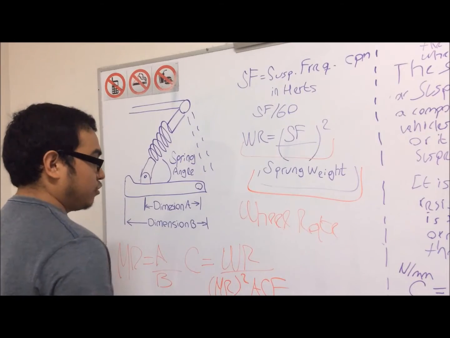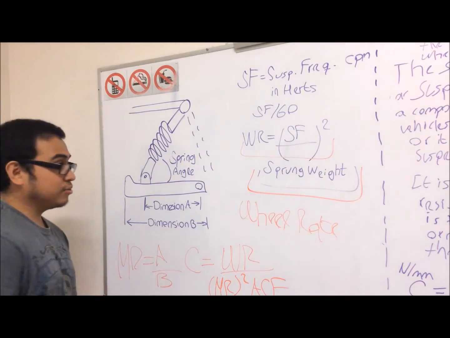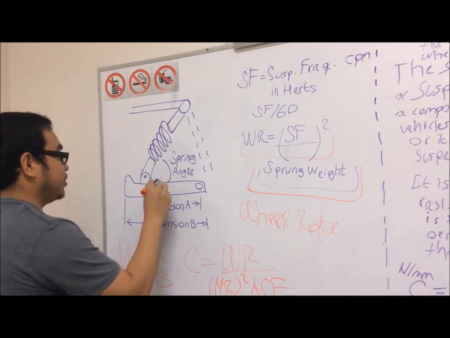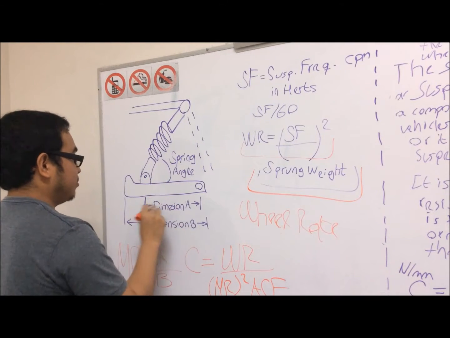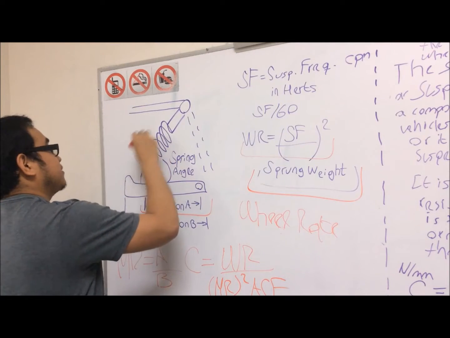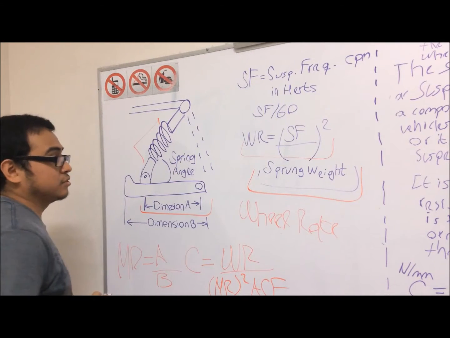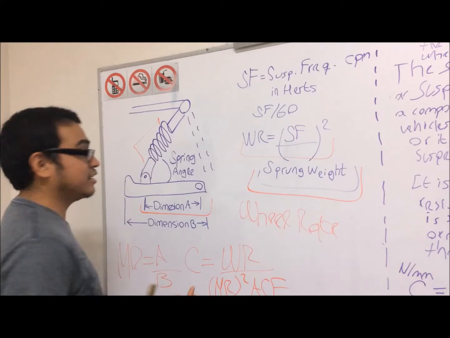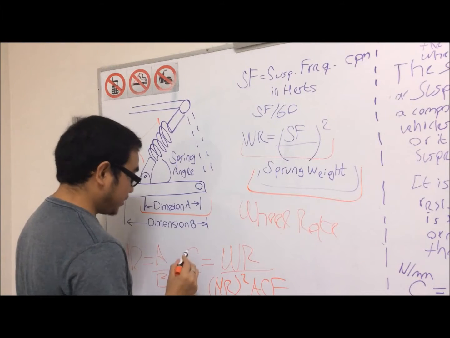And the angle of correction factor is calculated with the difference between dimension A and the suspension. So with this concept we can now calculate the spring rate.